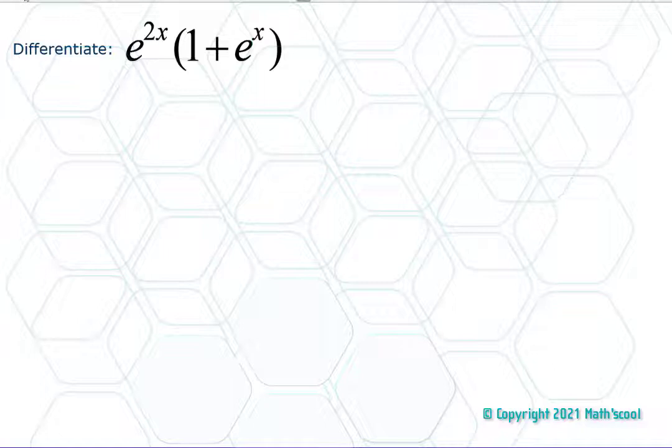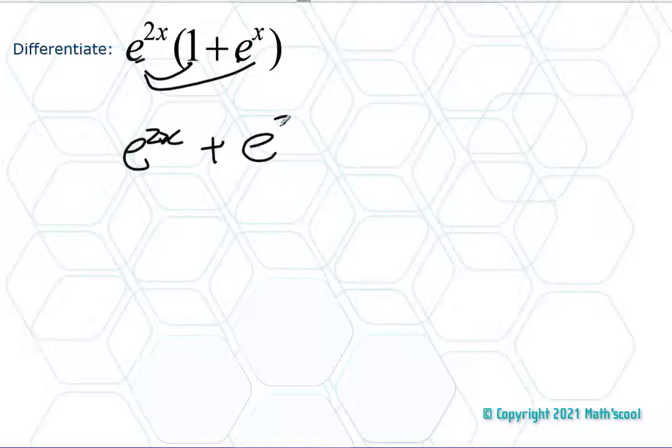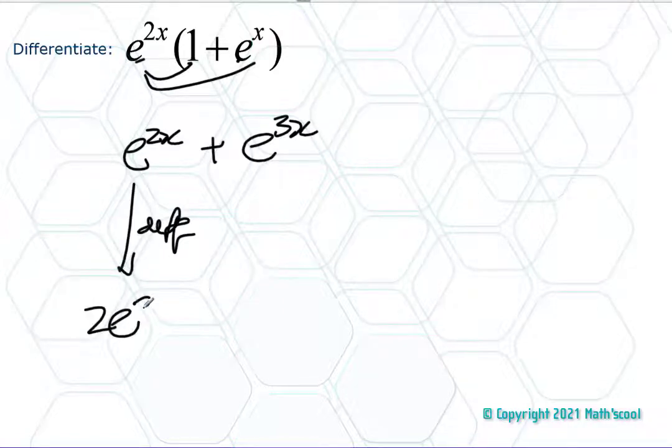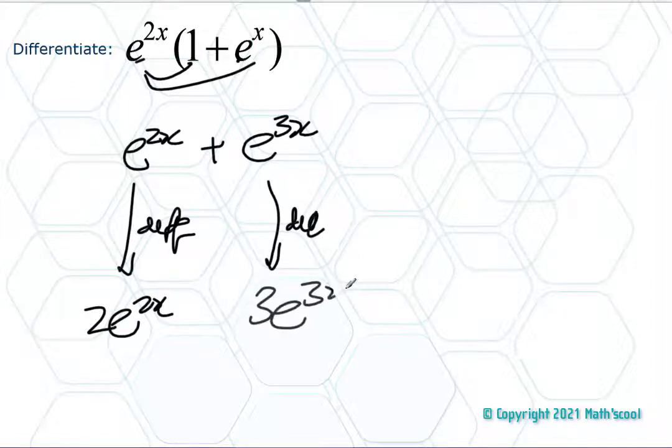Differentiate this. Well, at first glance it looks as though you can't differentiate it because all your x's aren't inside a set of brackets, so you can't use the chain rule, but it's a fairly easy one to multiply out. e to the 2x plus, remember when you're multiplying you add the powers, e to the 3x. Now you differentiate that, gives you 2e to the 2x, and you differentiate that, it gives you 3e to the 3x.